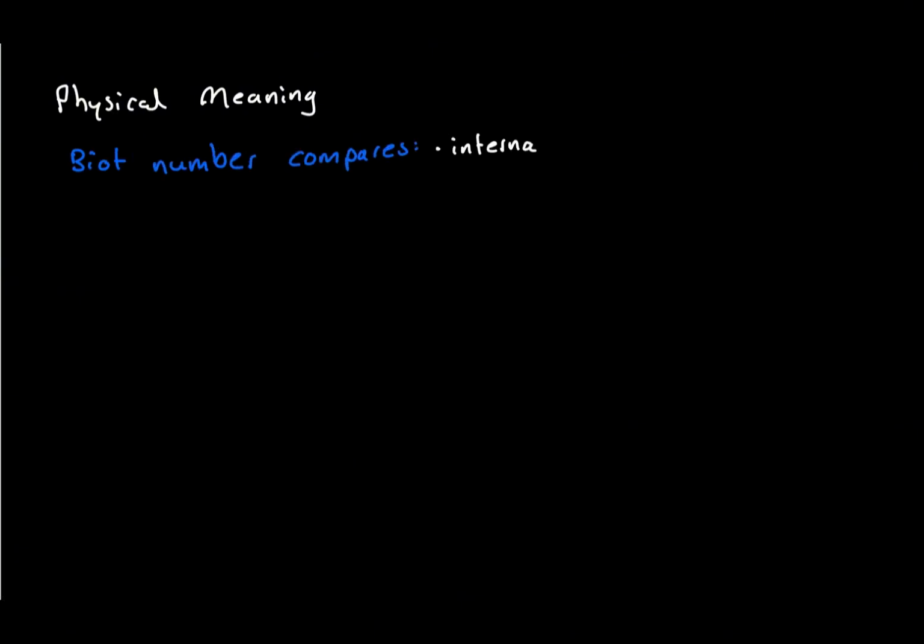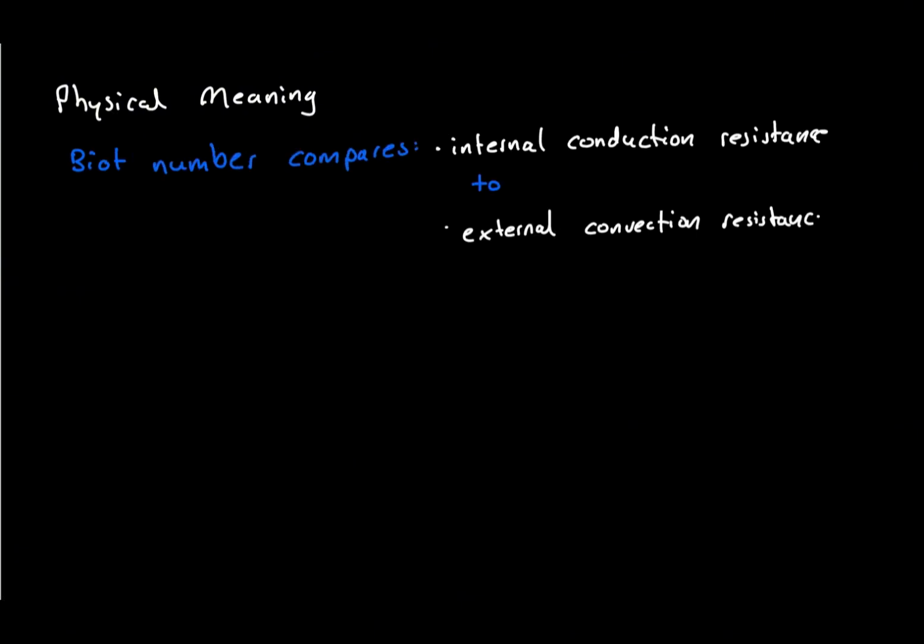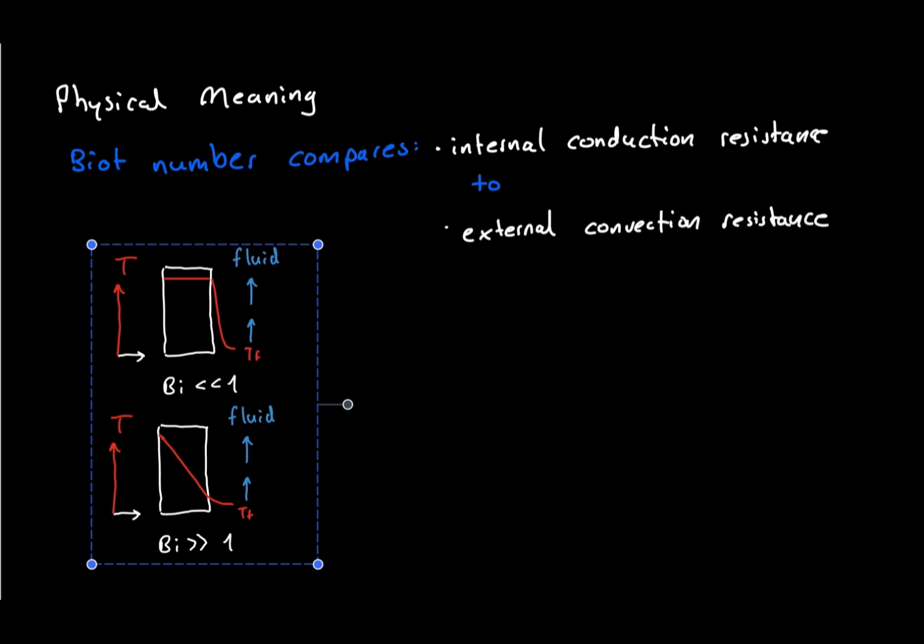The Biot number compares internal conduction resistance to external convection resistance. If the Biot number is low, heat moves through the solid very easily and the temperature remains nearly uniform throughout the object. If the Biot number is large, significant temperature gradients can develop inside the solid. The Biot number therefore tells us whether we can treat a solid as having one uniform temperature, or whether we must solve the full internal heat conduction problem.